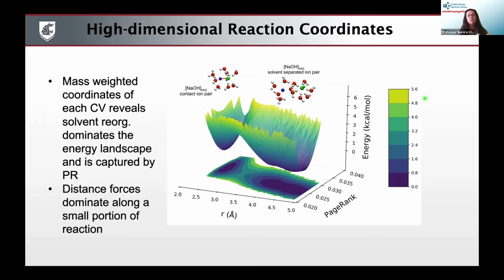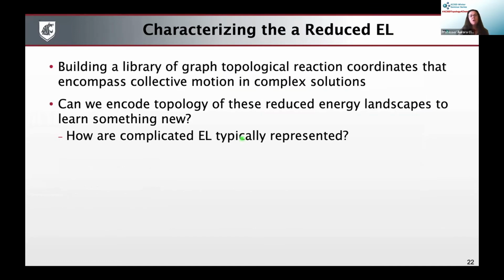And in fact, we can very clearly see from the JCP paper that got published last year that solvent reorganization and the forces associated with solvent reorganization are dominating the free energy landscape, and only very, very specific portions, actually right here, are dominated by the distance coordinate. And so within our group, we're building a library of these graph topological reaction coordinates that are trying to encompass the collective motion of complex solutions.